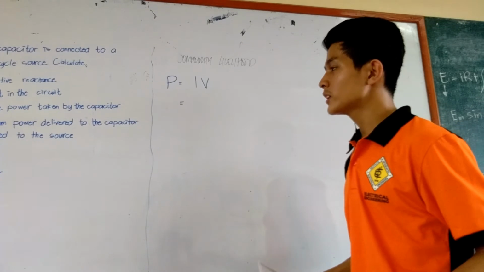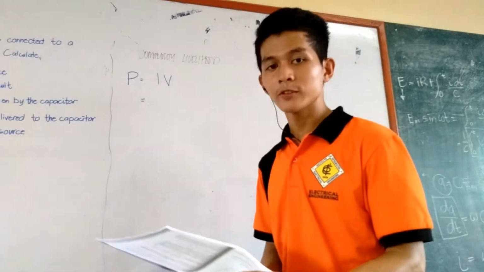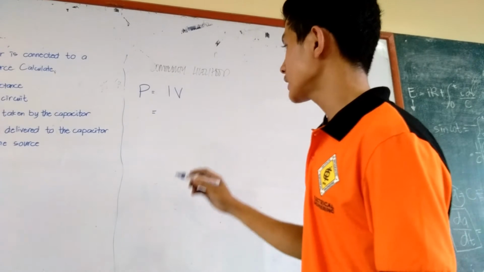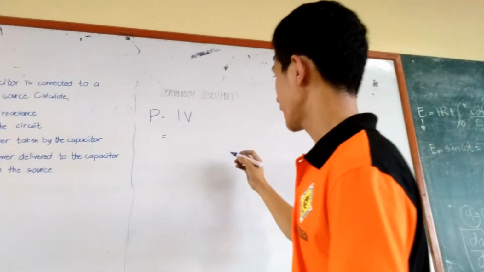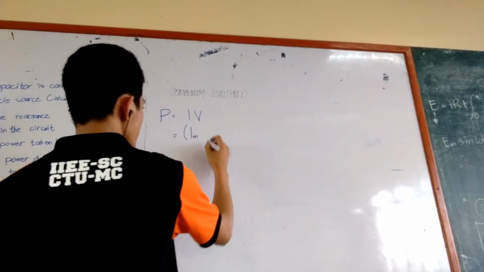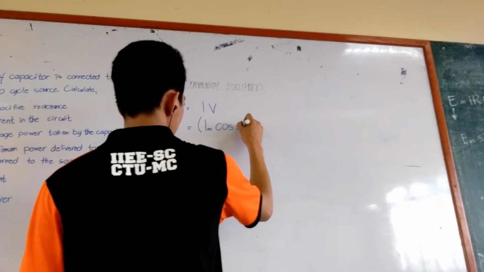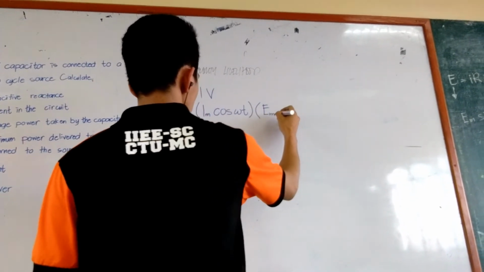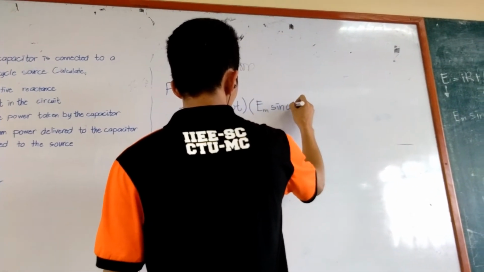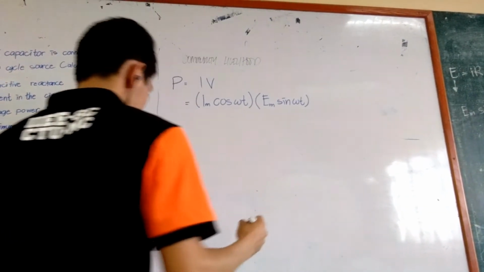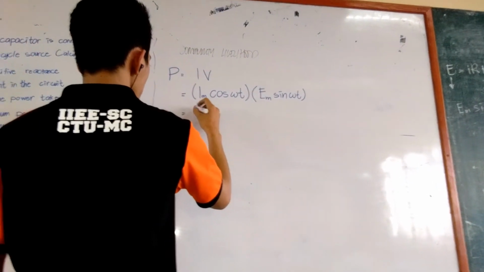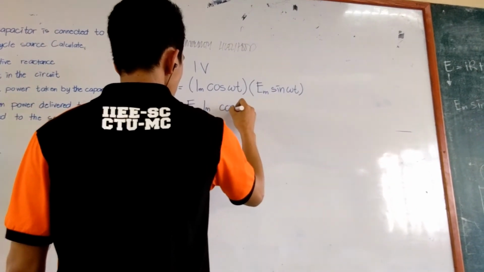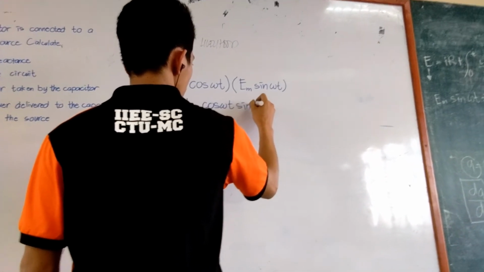So, let's derive the formula of an instantaneous power in a capacitive circuit. We all know that power is equal to IV. Now, since the current starts in a negative side, therefore I of m cosine omega t multiplied by the voltage, which is E of m sine omega t. Now, it will also become E of m, I of m, cosine omega t, sine omega t.